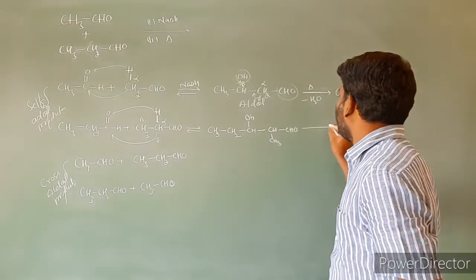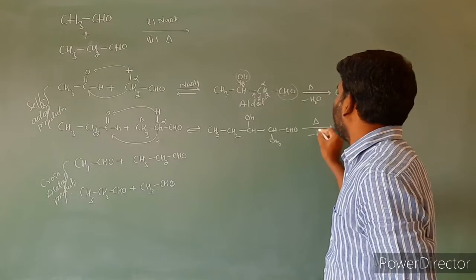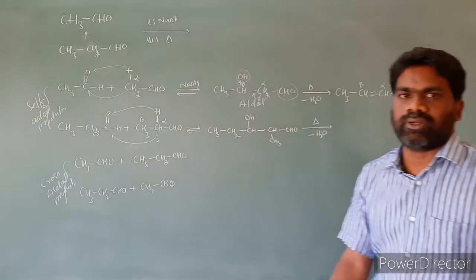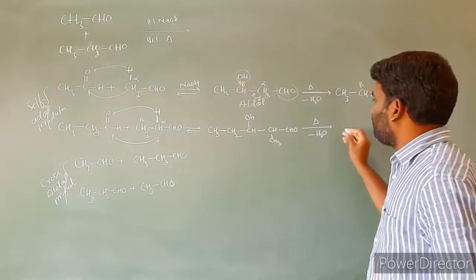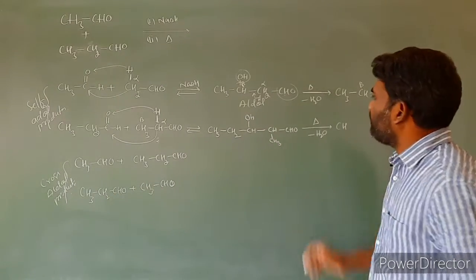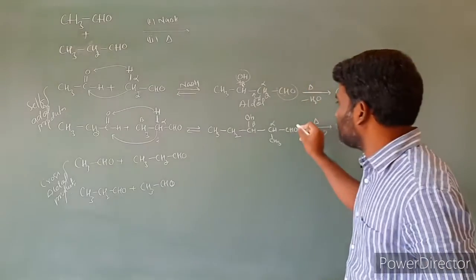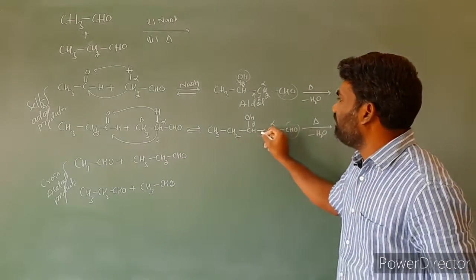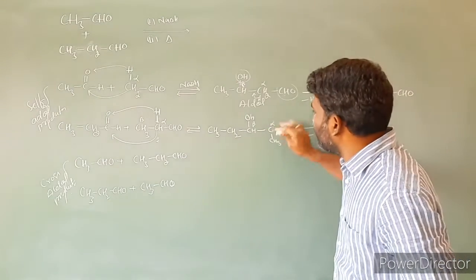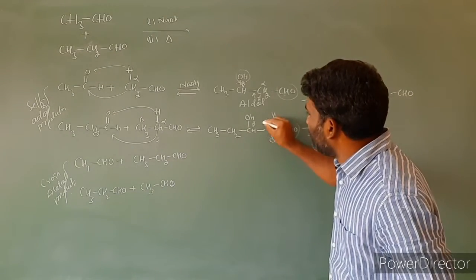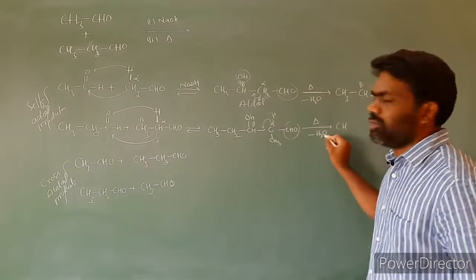Then next, we have to heat it and eliminate a water molecule. Then the product is... where do we have to remove? This is the alpha carbon, and this is the beta carbon. Between them we have to make a double bond. Which hydrogen do we have to remove? This hydrogen. This bond will come here. OH will leave in the form of H2O.